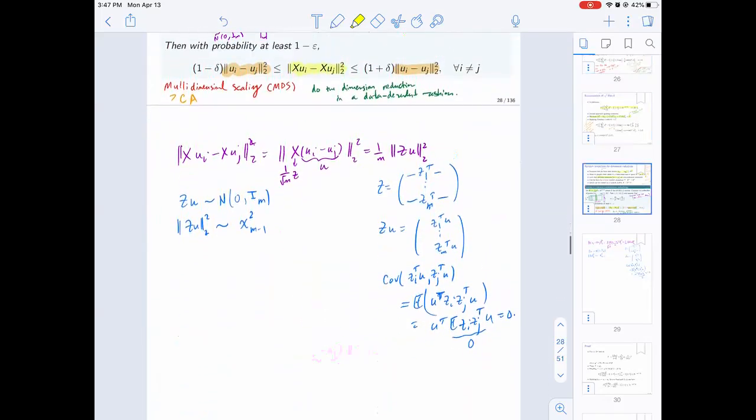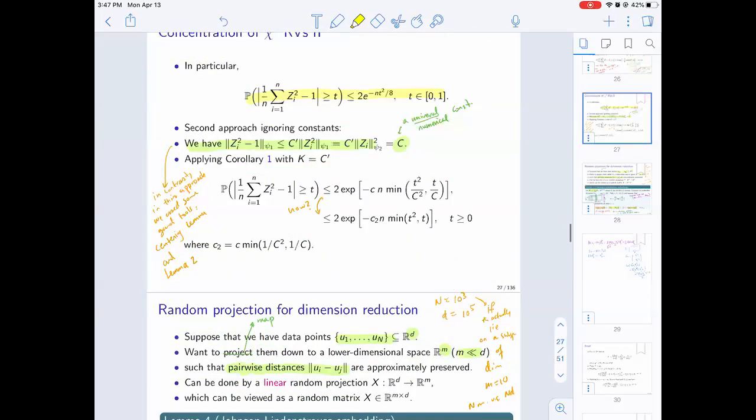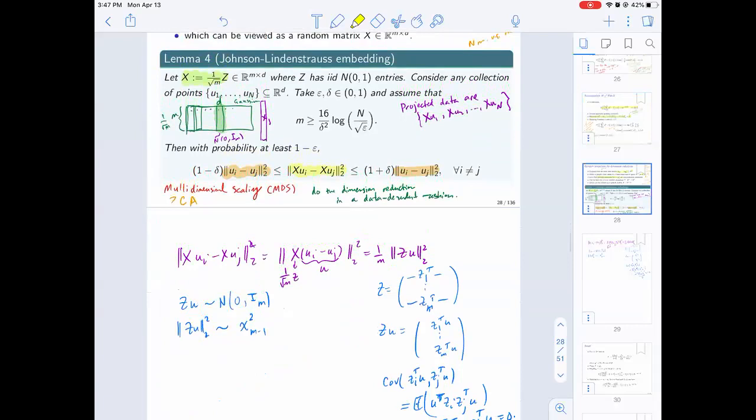Was there a question? Yeah, I didn't get it. Why is this chi squared with m minus 1? Right, not m minus 1, chi squared with m. Does that look better? Still not. It's not?